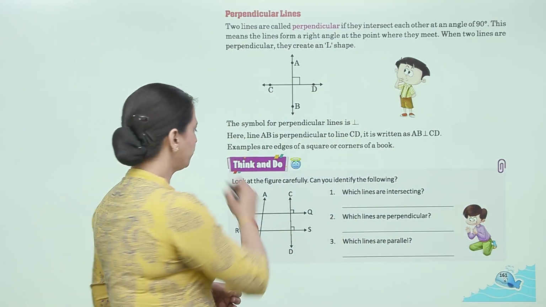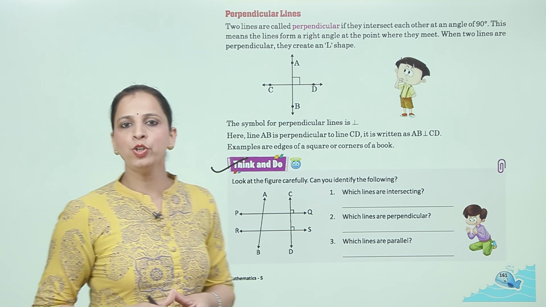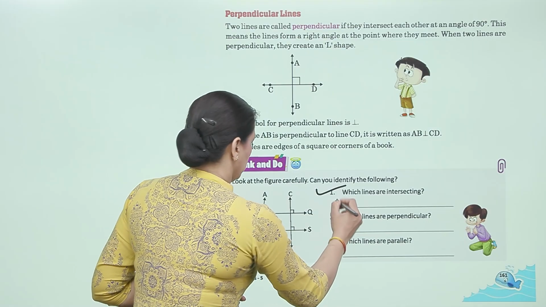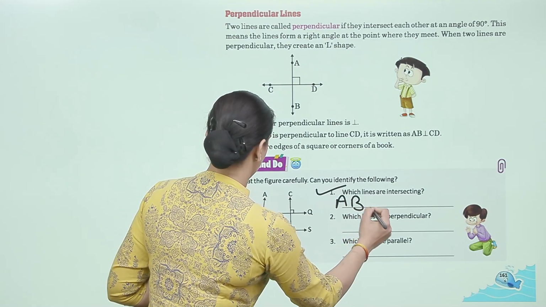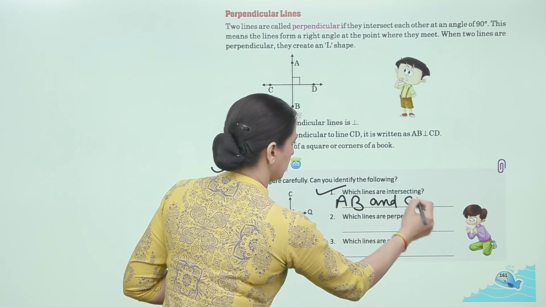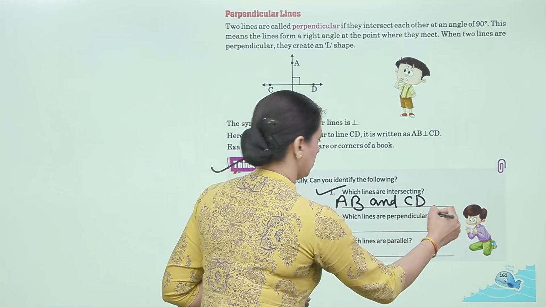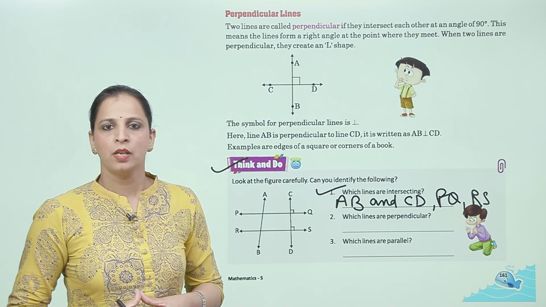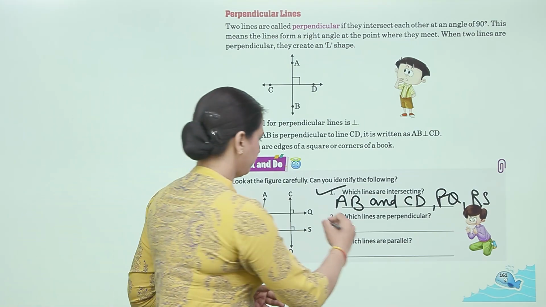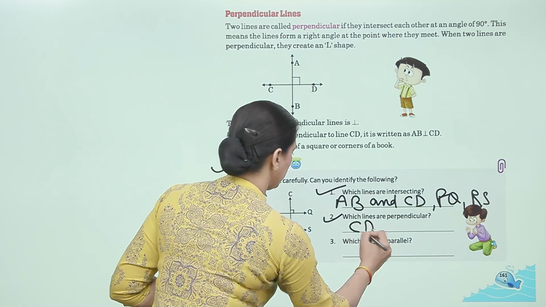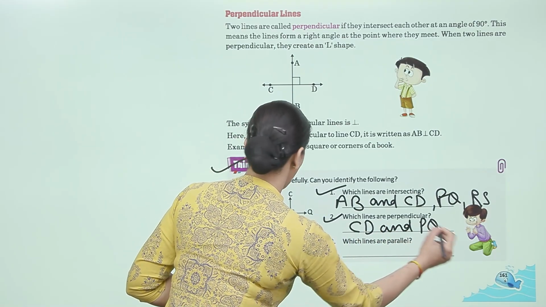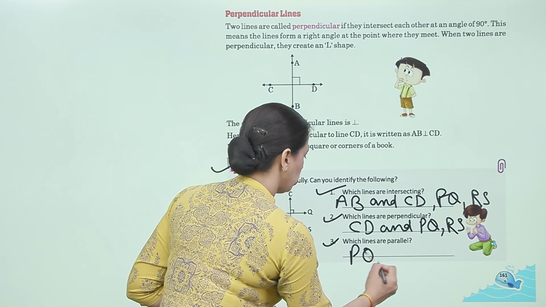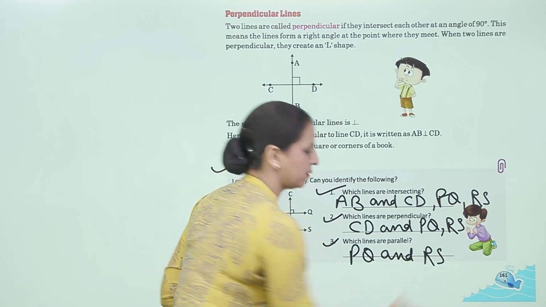Now think and do. Look at the figures carefully. Can you identify the following? Which lines are intersecting lines? AB and CD, PQ and RS. These are intersecting lines. Which lines are perpendicular? That is CD and PQ and RS. Next, which lines are parallel? PQ and RS.